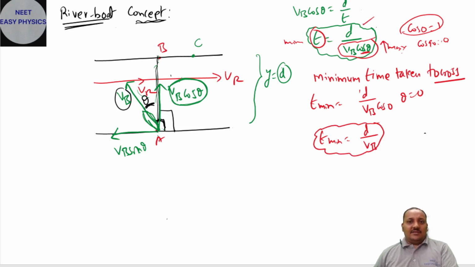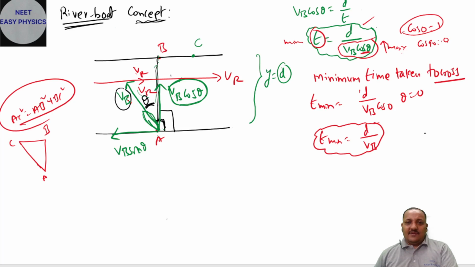Just by using this one. This one we call VR. This one we call VB. And what is VB cos theta? This is the component of velocity along AB. How will they write it whenever they use this formula? We came to know in the triangle, VB square equals VR square plus VB cos theta square. So like that also you will get it. Let us assume in triangle ACB, AC square equals AB square plus BC square. From that formula you are going to get VB cos theta.